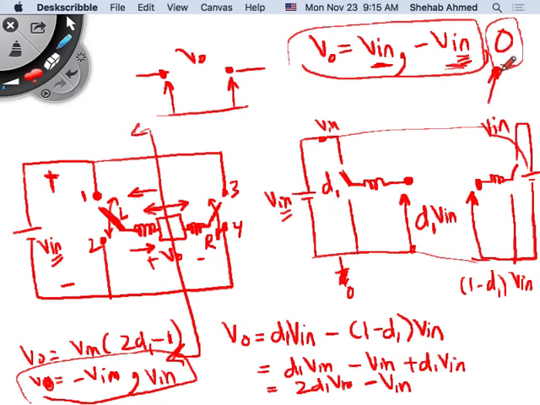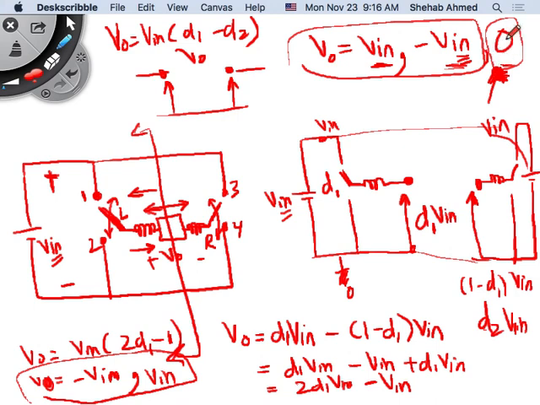If I am to include this zero operation, how will I write this? Can I write this as 1 minus D1? No, I will have to write this as D2 times V input. And then the output voltage will be D1 times V input on this side, minus D2 times V input on this side. So the output voltage will be V input times D1 minus D2, right? And in this case, if D2 is 1 minus D1, then I can only operate between minus V input and V input, right?